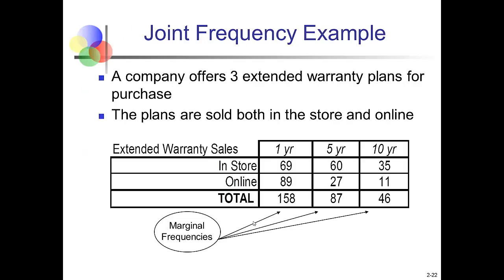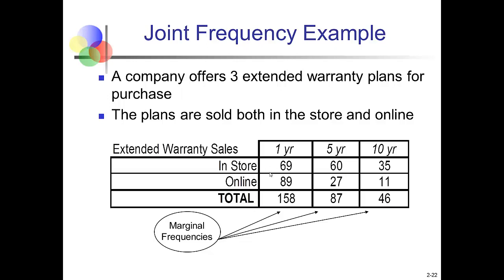Here's an example of joint frequency. A company offers 3 kinds of extended warranties. Those warranties are sold both online and in store. The company may be interested if buying something in store affects the length of time that the customer will buy the warranty for. You can imagine that in the store you have salespeople and checkout clerks who encourage the customer to buy the extended warranty and to buy the longer extended warranty.